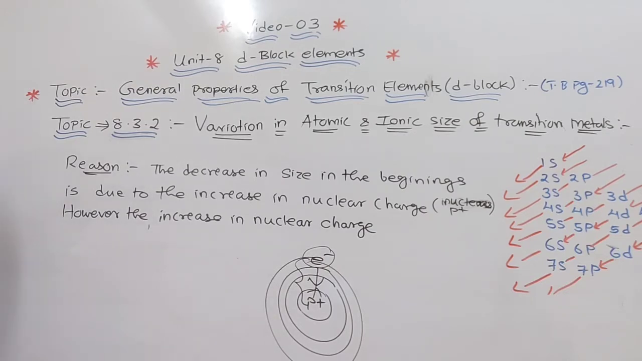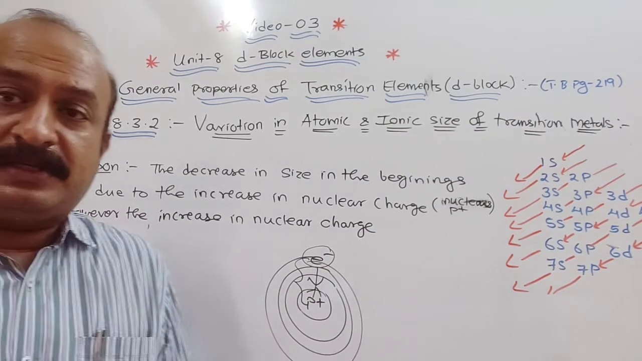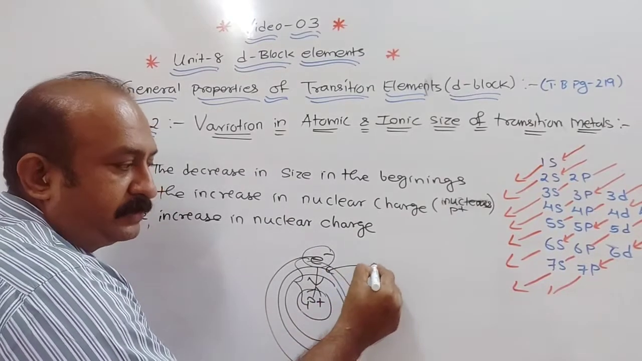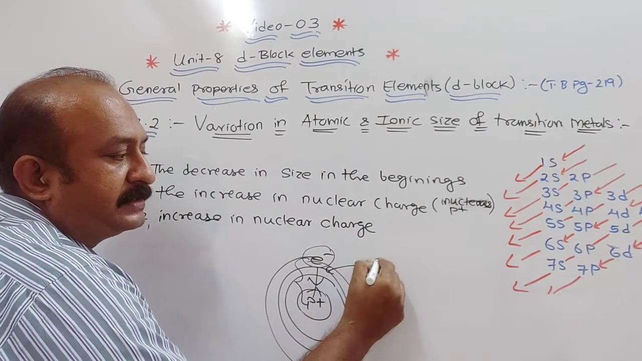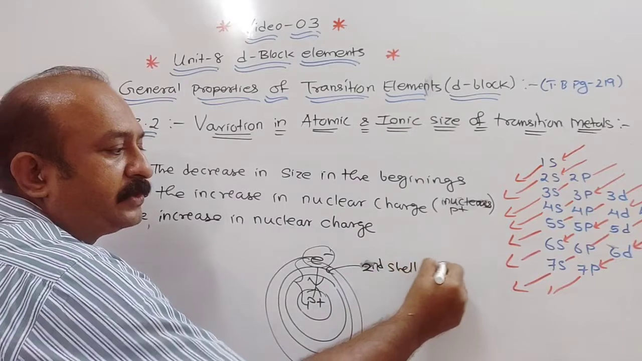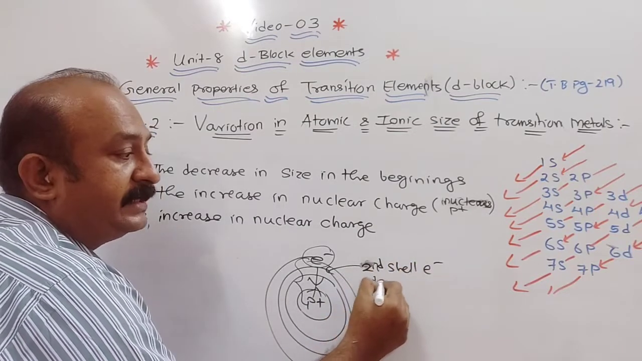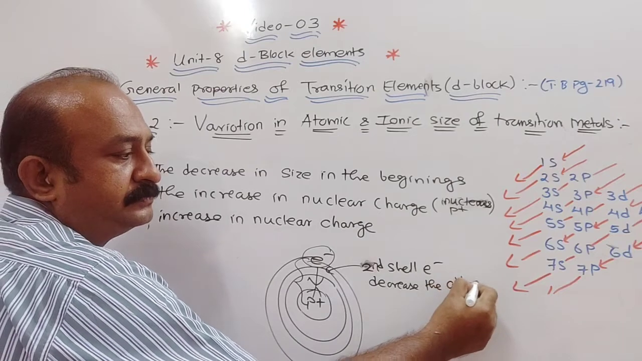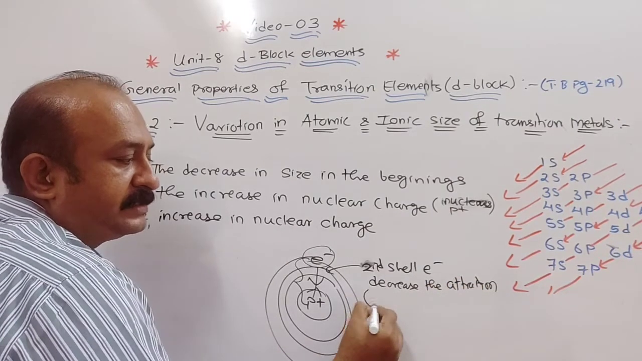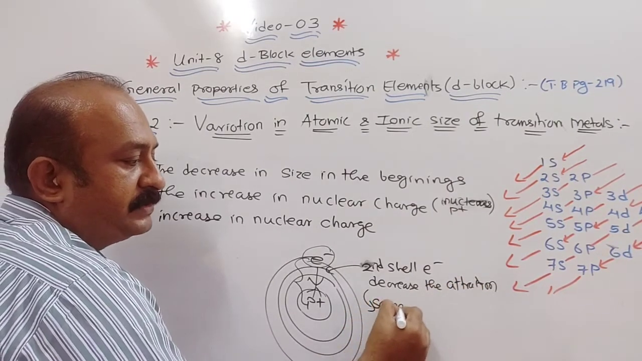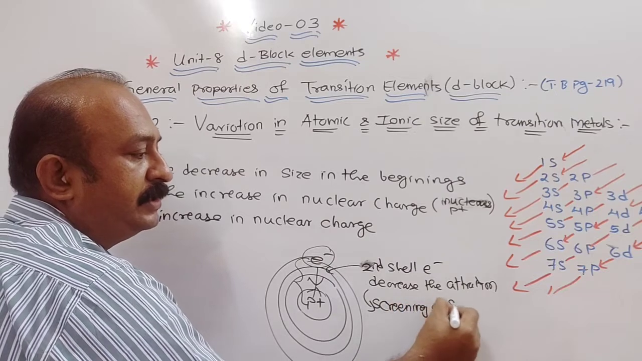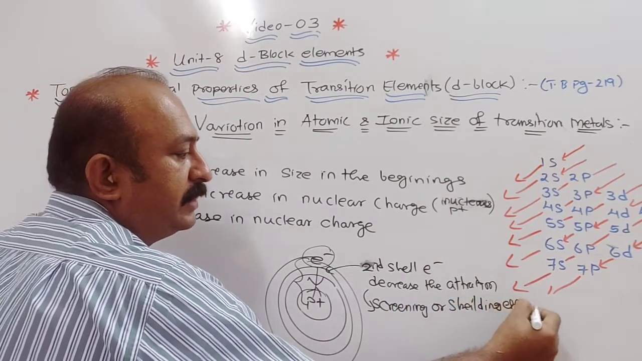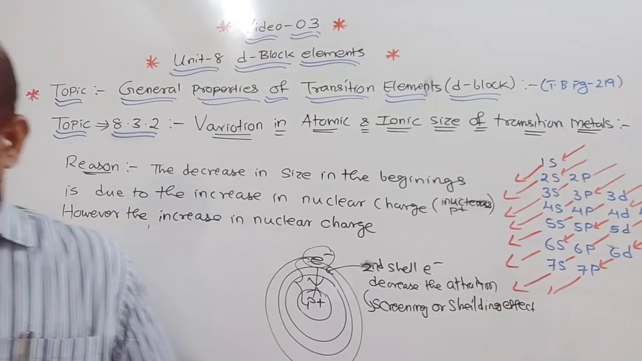But this attraction is nullified or cancelled by the penultimate shell electrons, meaning the second shell electrons. They will decrease the attraction. Clear? The attraction is decreased by the screening or shielding effect. Understood? Now what is the meaning of that? See, what will happen in this case?